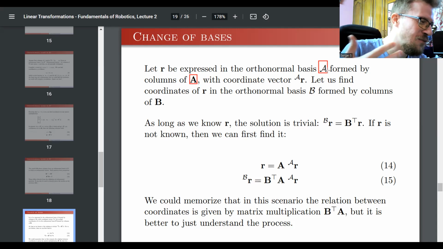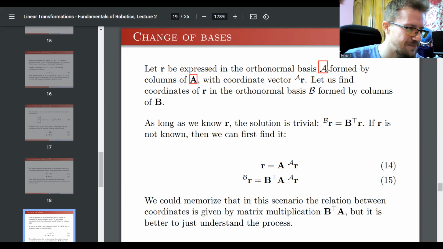But here's the kicker. Coordinates in terms of what? In terms of what? You understand? So, for example, you can write A in terms of coordinates of A. Then it would be identity. You can write A in terms of some other coordinates. Then it would not be identity. You understand? So basis and matrix are not identical. At least not here.